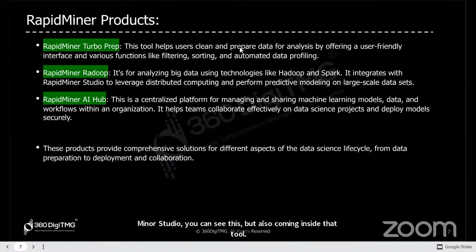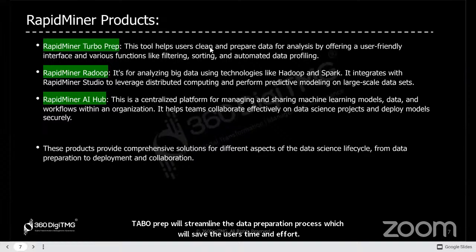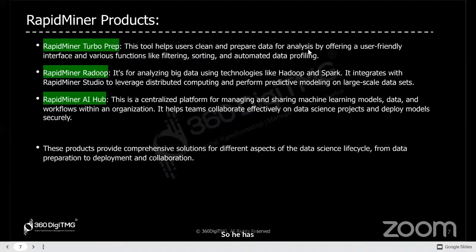This is useful to clean and prepare data for analysis. As we talked about, you will get the raw data. In order to pre-process or clean the data, you have a specific product called Turbo Prep. Turbo Prep will streamline the data preparation process, which will save users time and effort. This tool helps users clean and prepare data for analysis by offering a user-friendly interface, and it also offers various functions like filtering, sorting, and automated data profiling. We will see Turbo Prep and Auto Model in RapidMiner Studio itself, where we will talk briefly about these products.